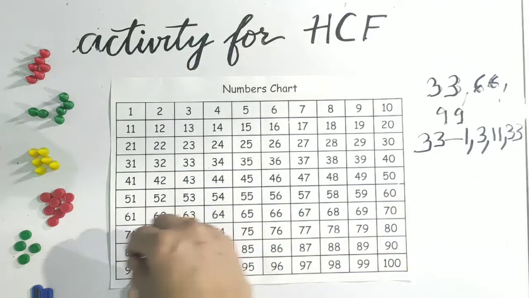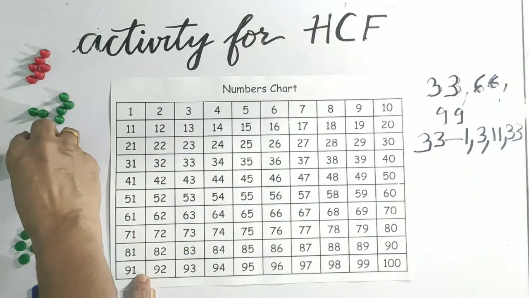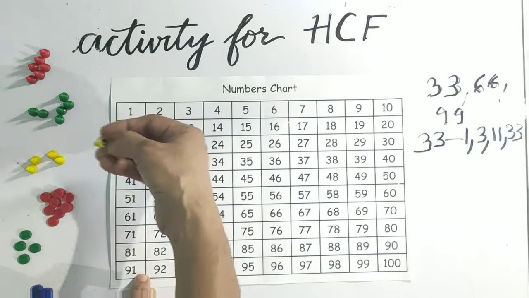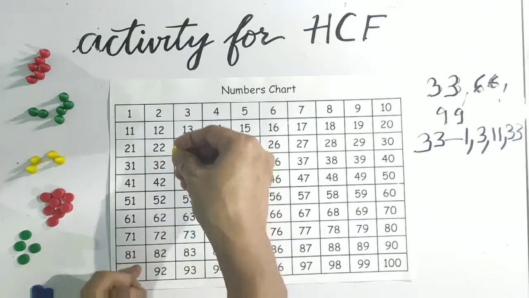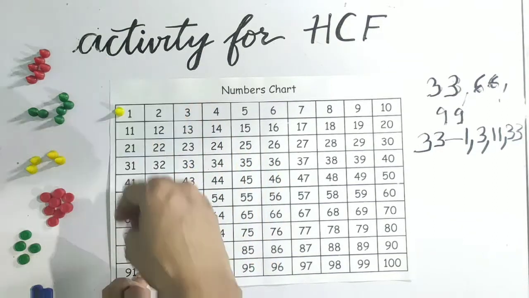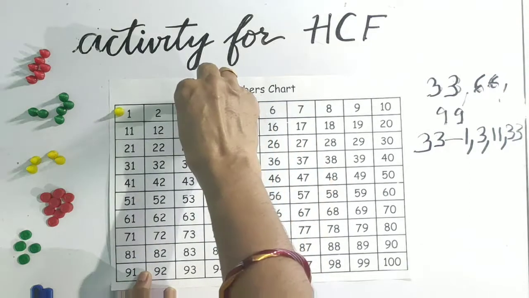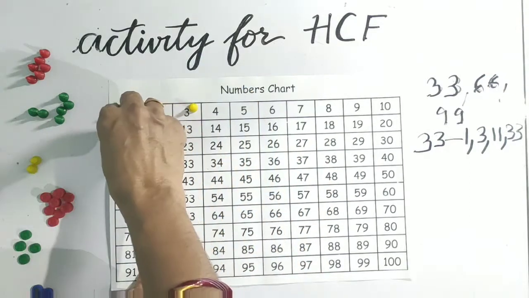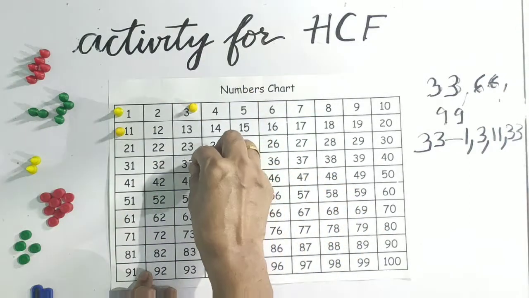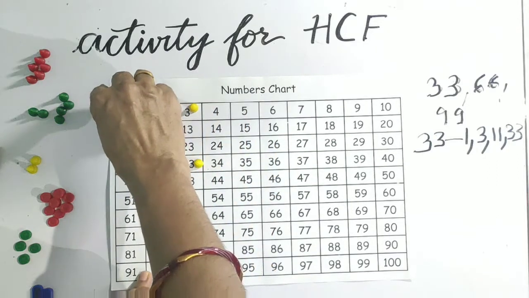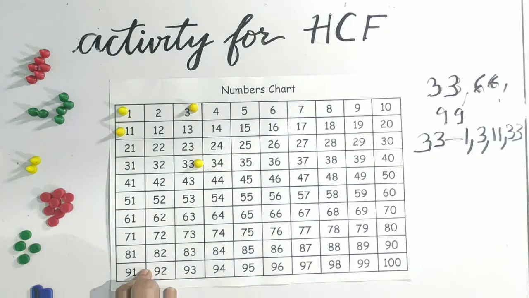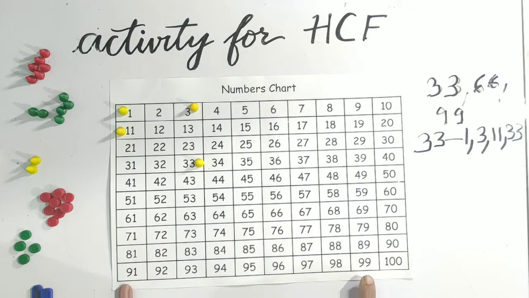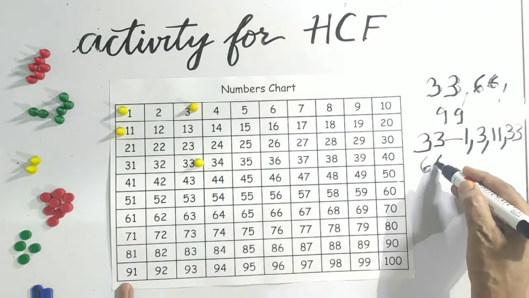So what you will have to do? Put the tokens on the factors of 33: 1, 3, 11 and 33. For the factors of 33 I have taken yellow color tokens. Now the next number is 66.